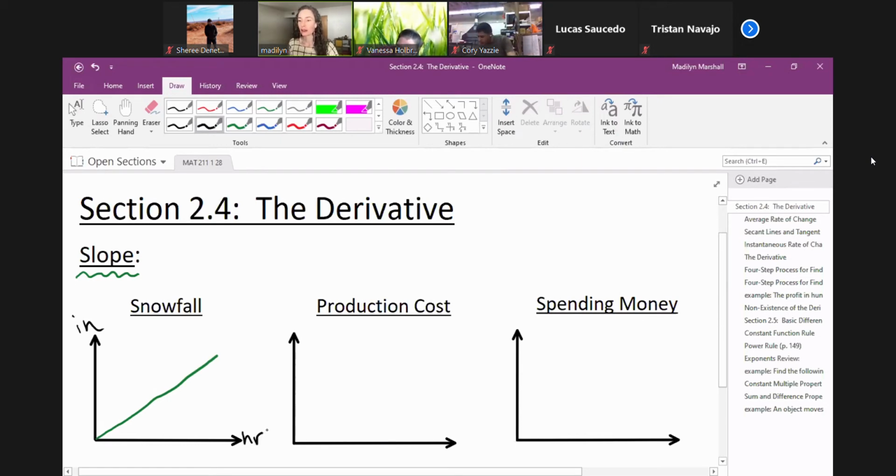If it's snowing at a consistent rate for several hours, the inches will accumulate consistently over those hours. So in this case, our slope would be a rate. This would be the rate of snowfall, in inches per hour. That's what our slope would be telling us.